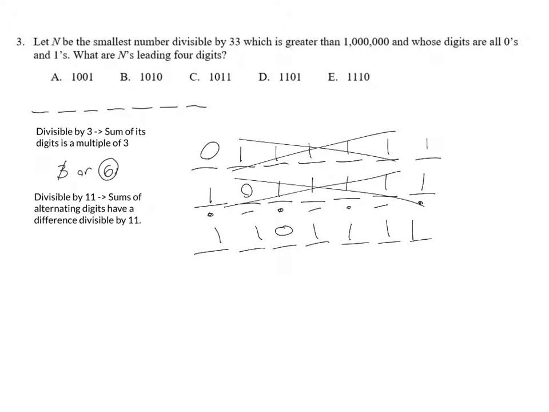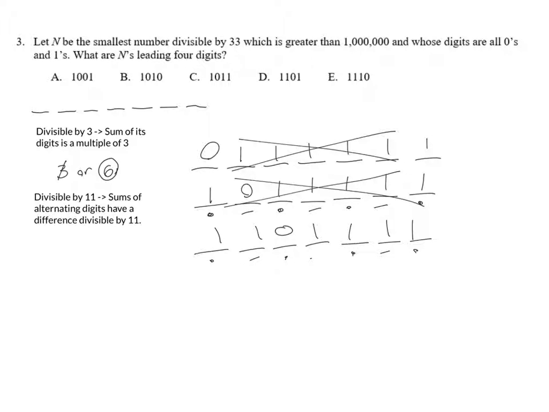If we try the third digit, this ends up working. If you look at the alternating sums of digits, we've got 1 plus 0 plus 1 plus 1, which is 3. And we've got 1 plus 1 plus 1, which is 3. We know it's divisible by 11. We also know it's divisible by 3, because the sum of its digits is a multiple of 3.